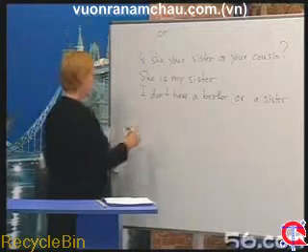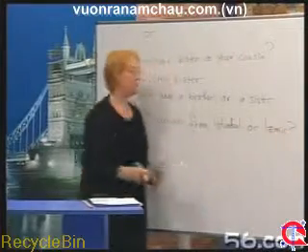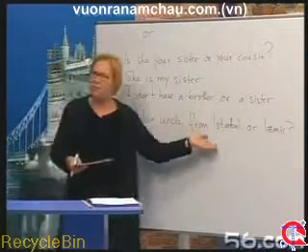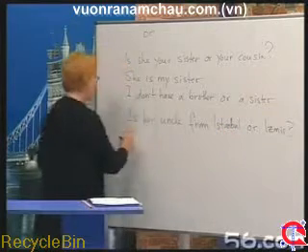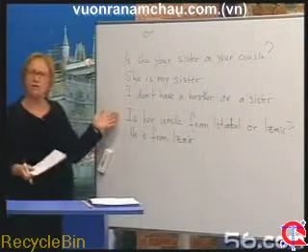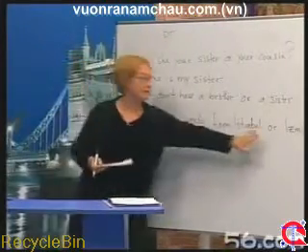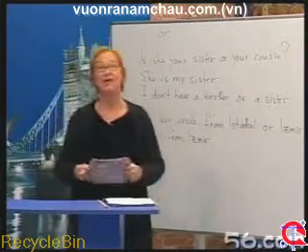Here's another one. Is her uncle from Istanbul or Izmir? He is from Izmir. Okay, so this gives a choice. Now, let's practice.